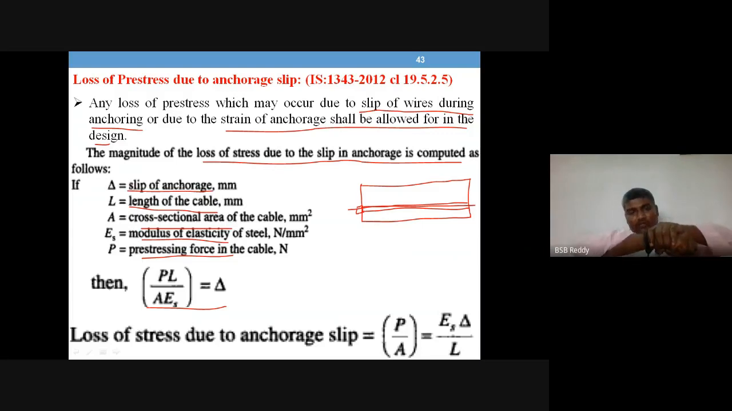So when you are releasing the tendon from the jack, the device that you are using to hold the tendon or cable is called anchorage device. So it has got some slip while it is going to hold the wire once it is released from the jack. That is what is exactly called slip in anchorage.